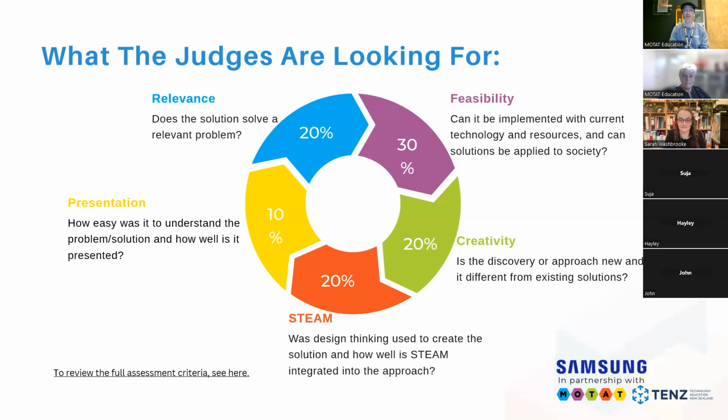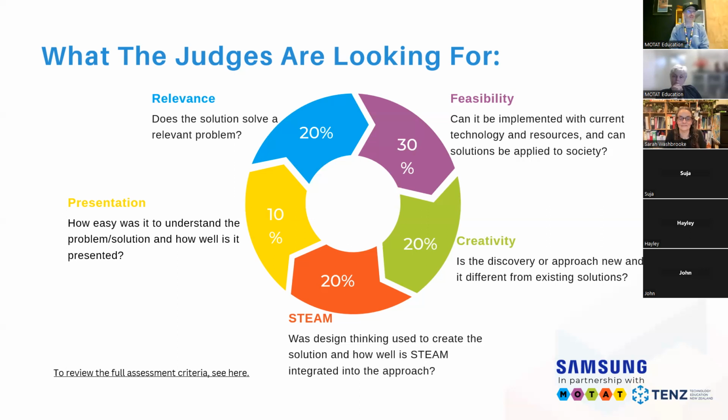Feasibility: can it be implemented with the current technology and resources, and can solutions be applied to society? Whilst it's all well and good us moving our communities to Mars and growing new crops there, unfortunately, in 2 to 3 months, I don't think this is feasible. So think on a scale, can I actually apply my ideas to this?